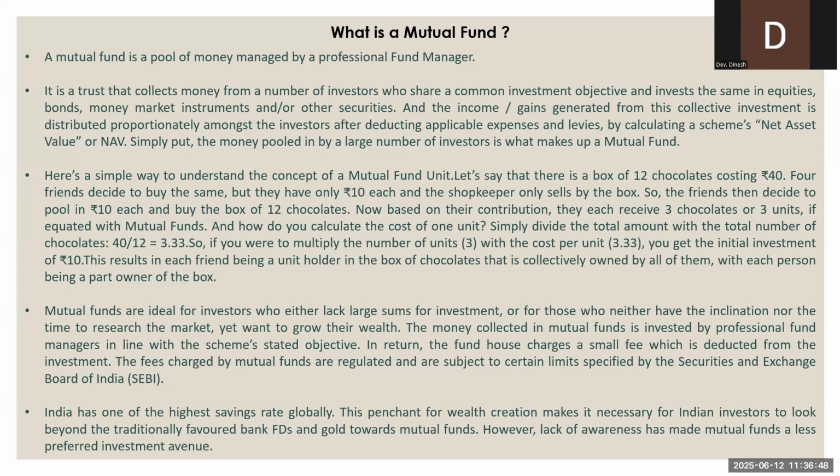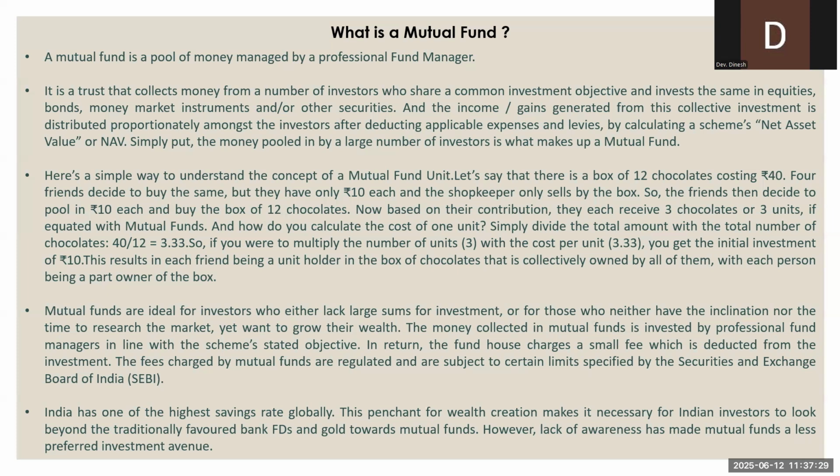Here's a simple way to understand a mutual fund. This is a simple example, we have made it just for you all to understand. Let's assume there are 12 chocolates which cost 40 rupees. Four friends decide to buy the same, but they have only 10 rupees each. And 12 chocolates are sold as a single unit in a single box by the shopkeeper. The friends then decide to pool in 10 rupees each and buy this box. After that, they divide the 12 among themselves, which is 3 chocolates for each of you.